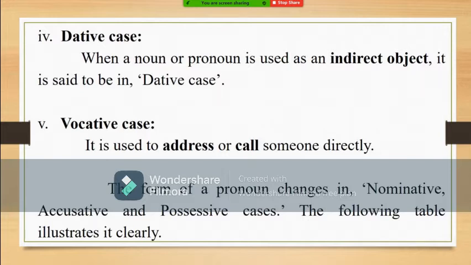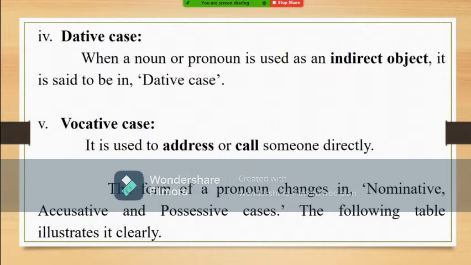Let us take a sentence. I saw him. In this sentence, saw is the verb. Who saw? I saw. Here, I is the subject. Whom did I see? Him. Him is the object. So, him is said to be in objective case or accusative case. I, the subject, is said to be in nominative or subjective case.